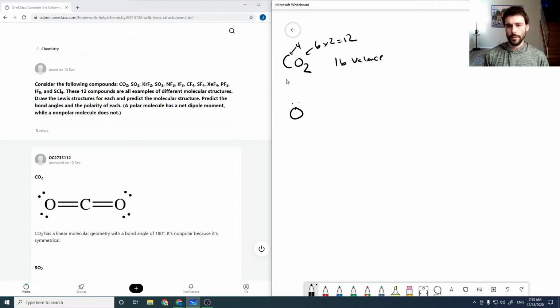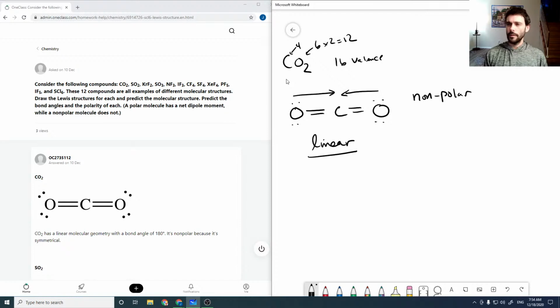So this guy is going to be our typical oxygen with a double bond to carbon and each of the oxygens. So we get our full octet. If we count, we have 2, 4, 6, 8, 10, 12, 14, 16 valence electrons. So that looks good. So then this is our molecular structure, which is linear. And although there are dipoles from oxygen to carbon, they will cancel, and so it's non-polar. And our bond angle is 180 degrees.